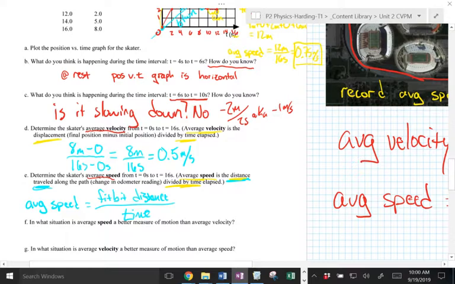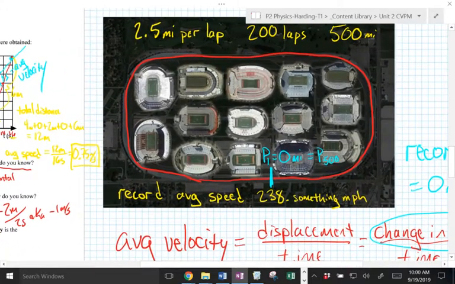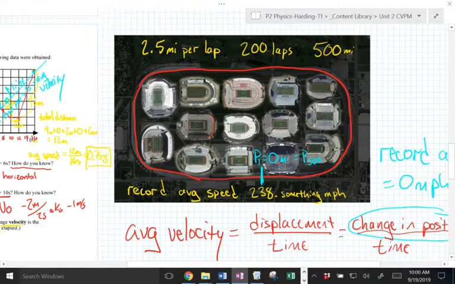F and G, what situation is average speed a better measure of motion than average velocity? I would say an example like the Indy 500, because the average velocity is 0. That doesn't really tell you much about what happened, okay? But the average speed of 238 miles per hour tells you what happened. That sounds kind of dangerous, okay?